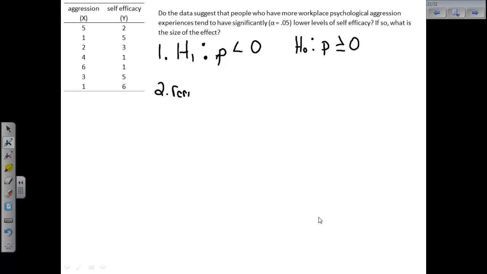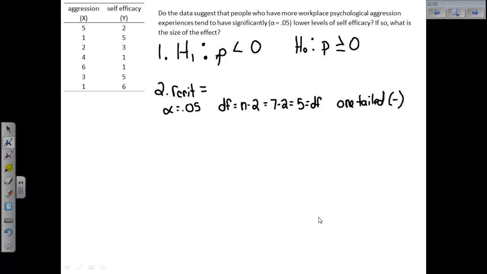R crit. Well, alpha level is 0.05. Degrees of freedom is equal to n minus 2. We have 1, 2, 3, 4, 5, 6, 7 people, so 7 minus 2 is equal to 5 degrees of freedom. And we have a one-tailed test on the negative side. So if I draw my critical region before I find the actual value, this is 0 still. I'm only looking down here, the low end of the distribution.